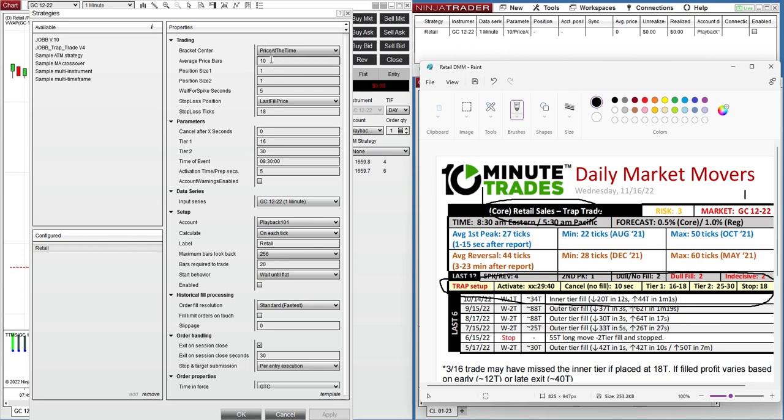Average price bars, we don't change. Position size 1 is how many contracts we're trading for bracket 1. Position size 2, how many positions we're trading for bracket 2, tier 2. All right. Wait for spike is default. You don't do anything with it. Stop loss position, last fill, don't do anything with it. The stop is 18.